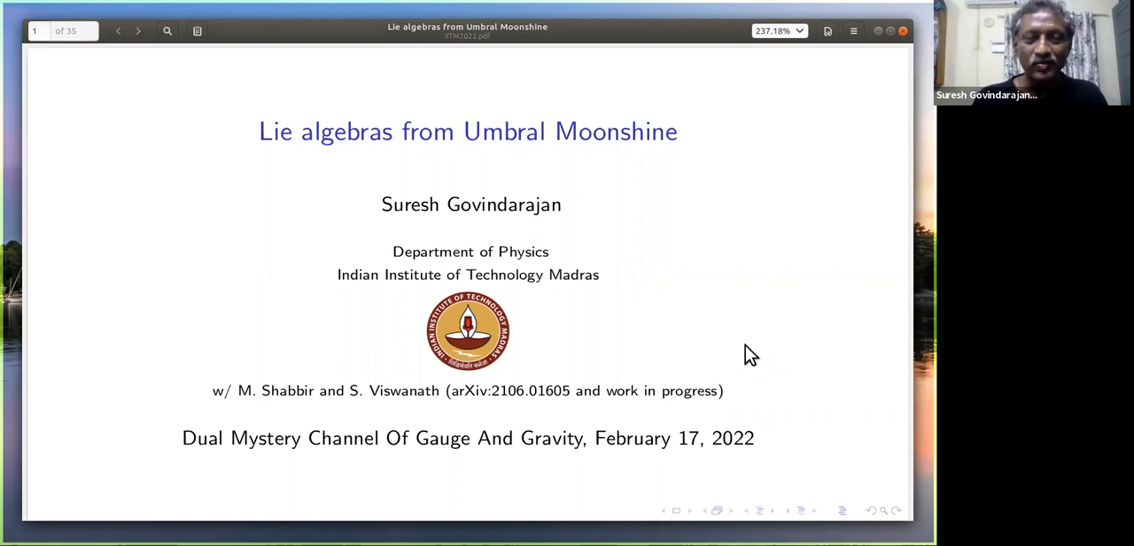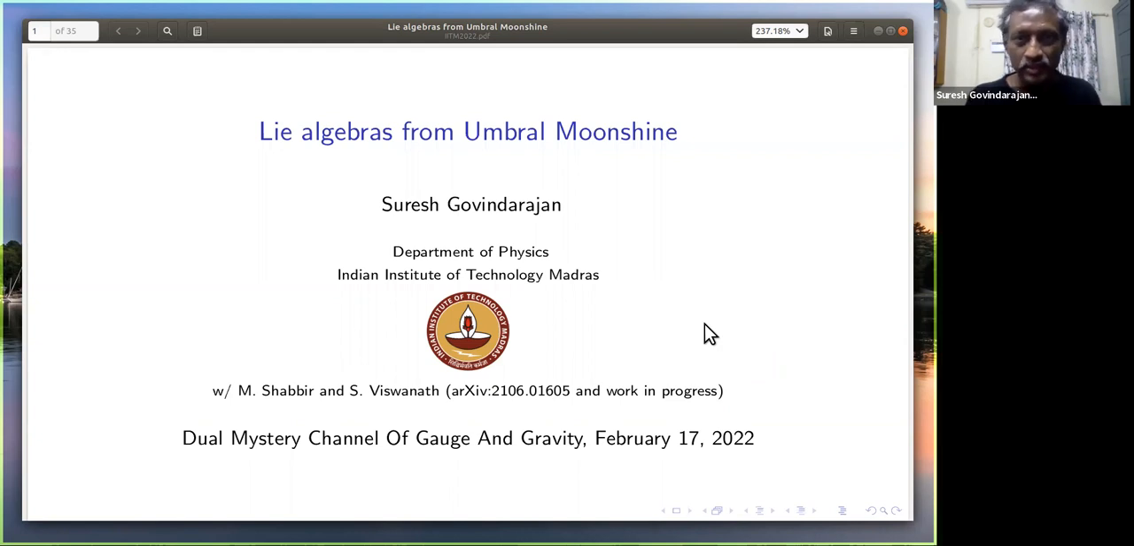First, I should say that I'm yet to discover the new Lie algebra. We are searching for it, because the ones we have found are already known. But these are how Lie algebras emerge from Umbral Moonshine. This is based on some work I've done with Shabir and Vishwanath, and it appeared in this paper. We've been working very hard with limited success, but I'll just give you a status report.